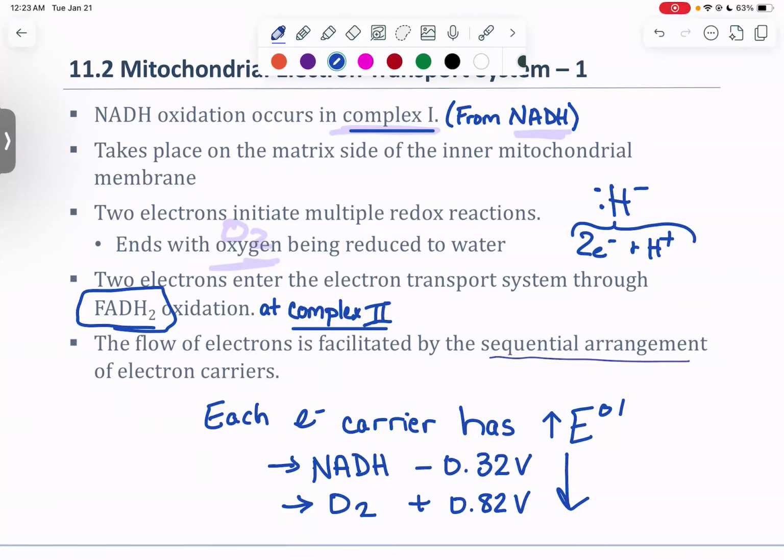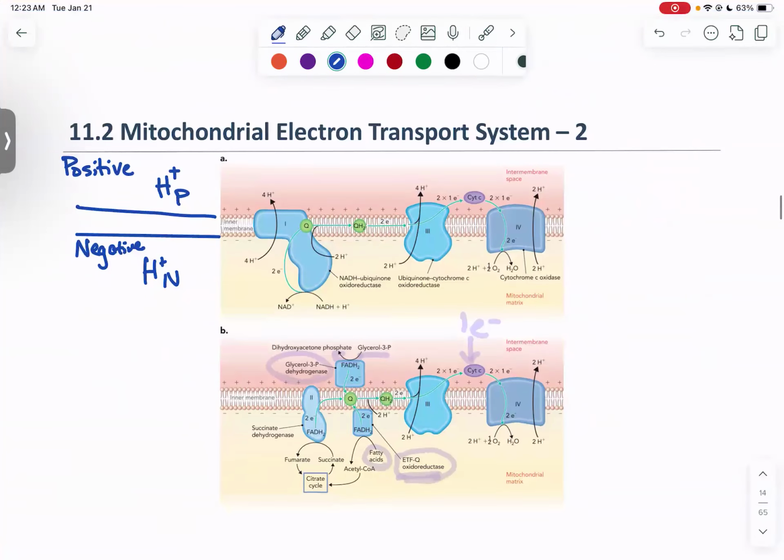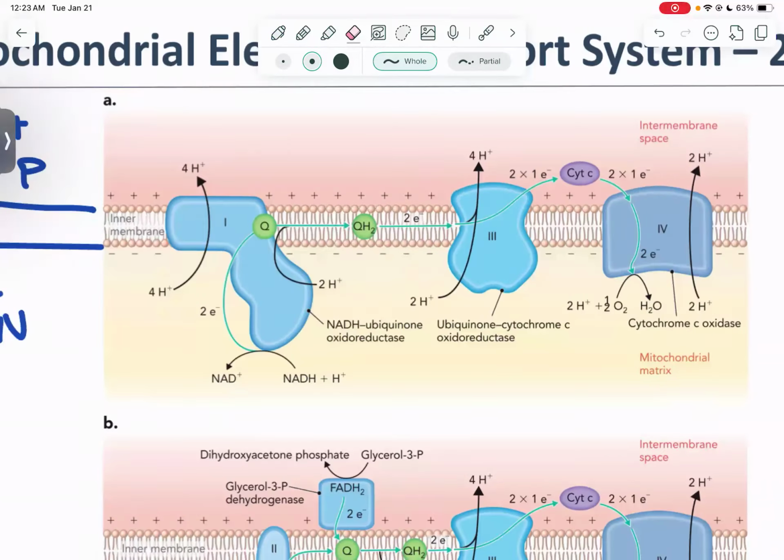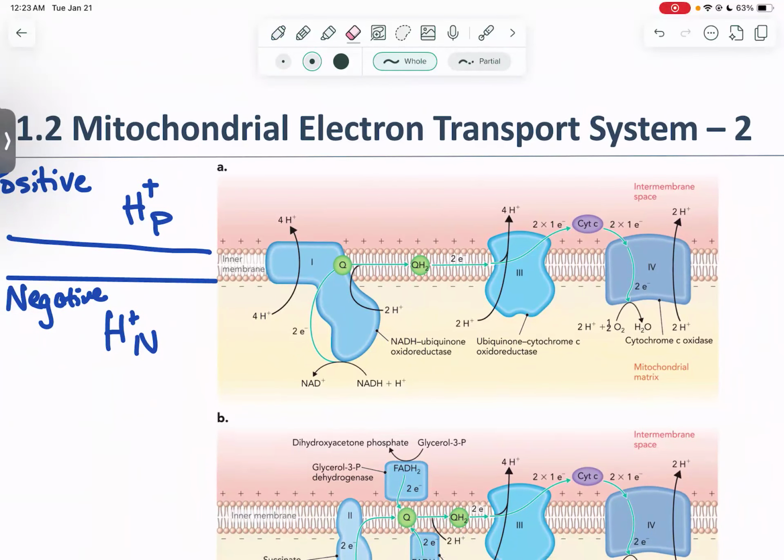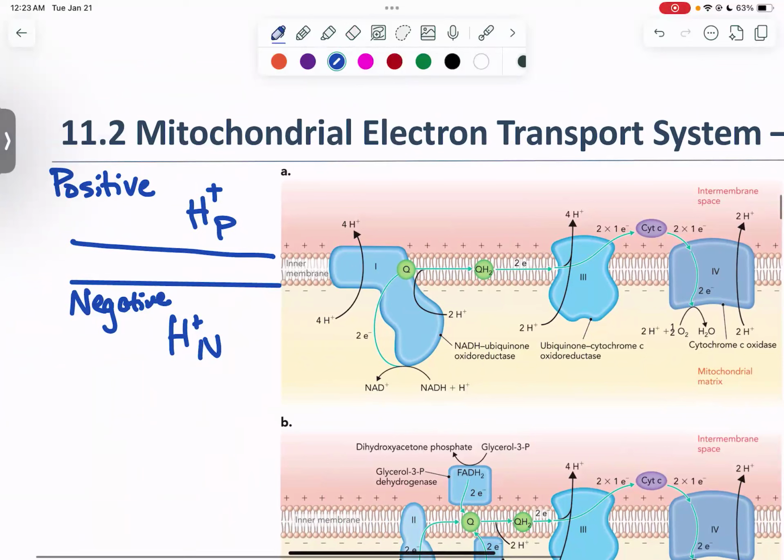All right, so when we talk about our electron transport systems, let me erase what we were doing before. It gets crazy. You have to remember that we can have electrons come in at different places. In this first example, our electrons are coming in from NADH. Where does NADH drop off electrons? It's always going to drop off at complex 1. Once NADH drops off those 2 electrons, it turns into NAD+.